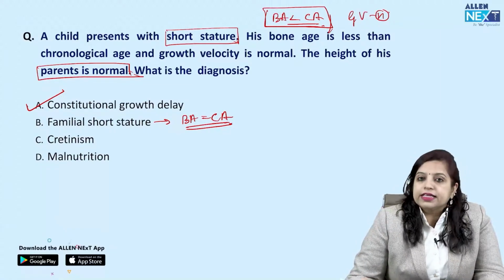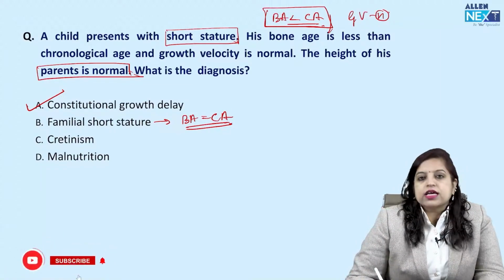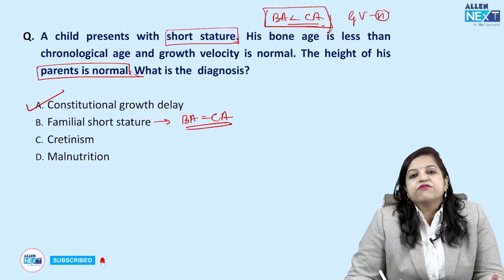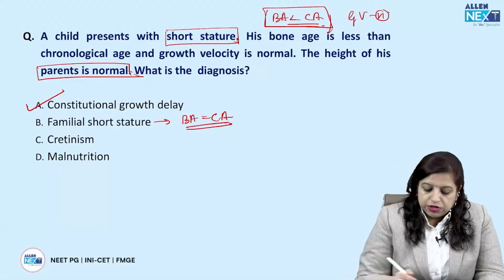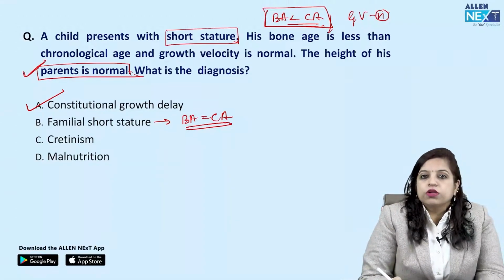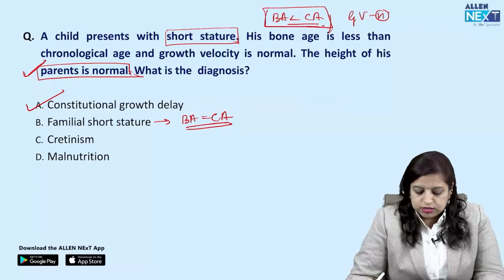Another thing against familial short stature is, of course, as the name suggests, familial short stature means every member of the family, that means the parents of this child, would be short. But here the height of the parents is normal. So that is against familial short stature.